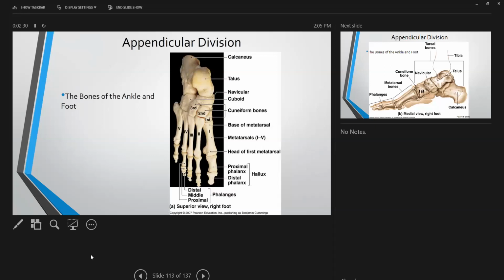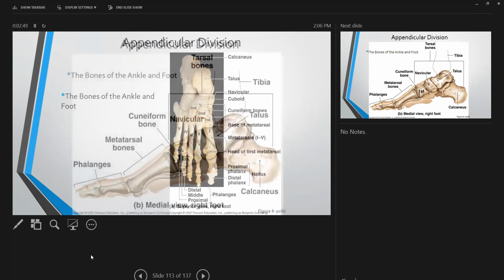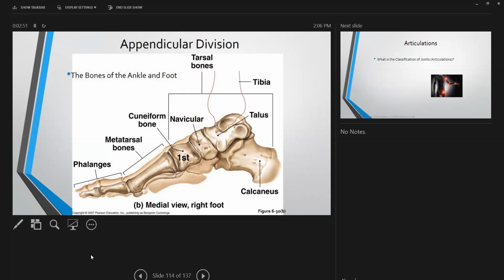The bones of the foot and ankle. You've got your talus, which is the central location where the weight is distributed into the foot, to the navicular bone, the cuboid bone, and the cuneiform bones. And then you've got your metatarsals and phalanges. Here's the structure of the foot.